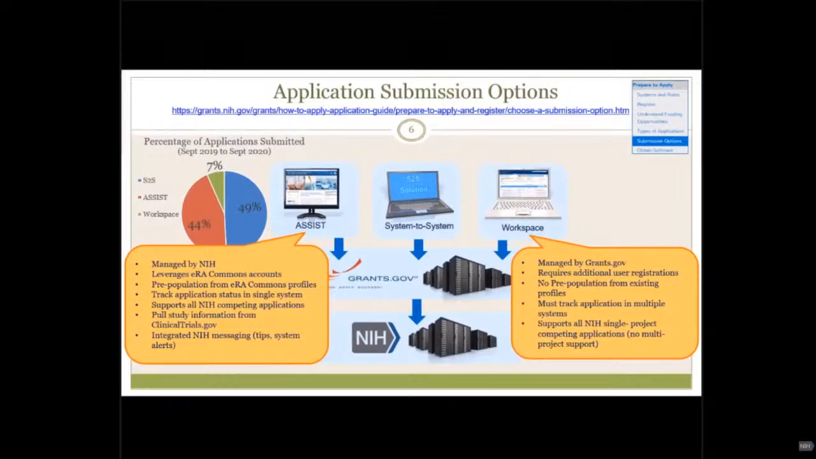Grants.gov Workspace is managed by Grants.gov. It requires additional user registrations with Grants.gov. There are no pre-population features from existing ERA Commons profiles because it is external to NIH and the ERA Commons. So that means you must also track your application in multiple systems, grants.gov as well as in ERA Commons. And grants.gov Workspace only supports NIH single project competing applications. This means no multi-project applications will be able to be submitted through grants.gov Workspace.